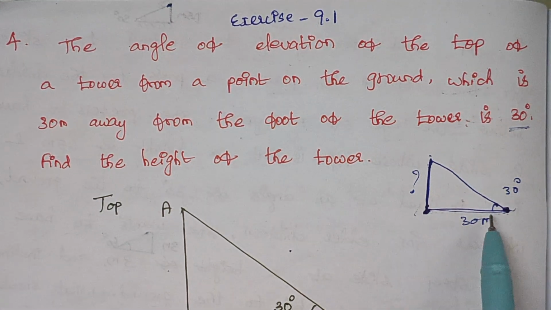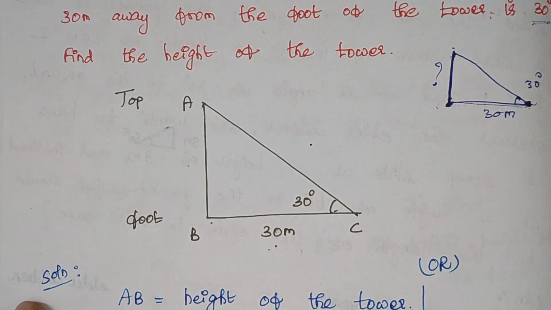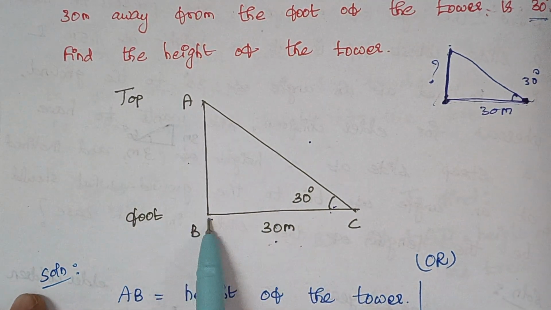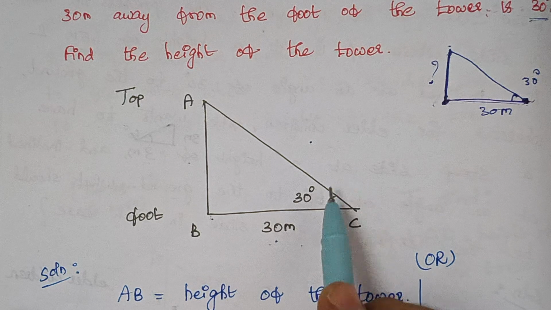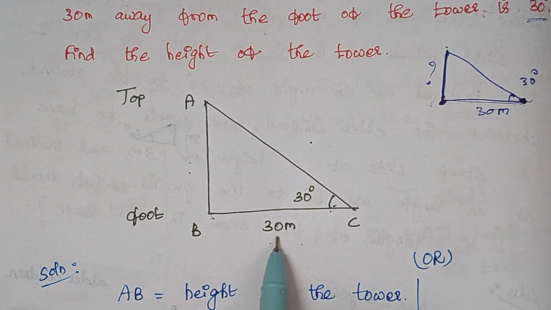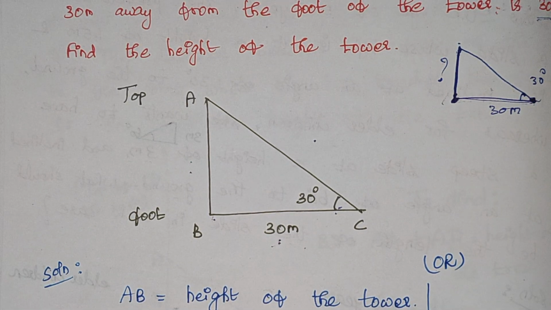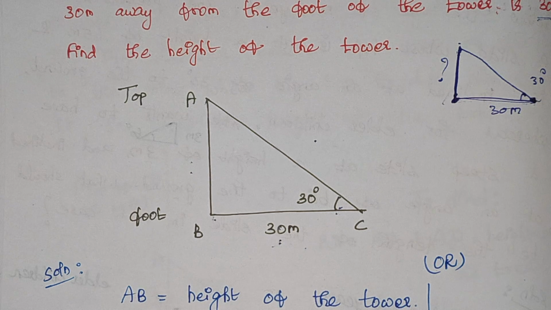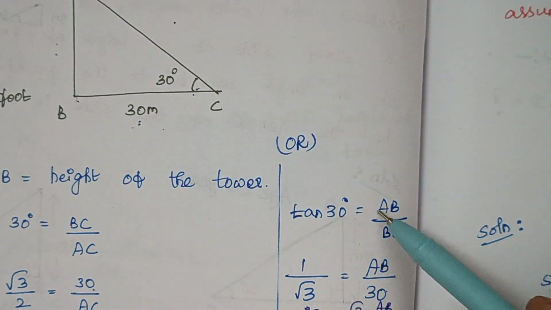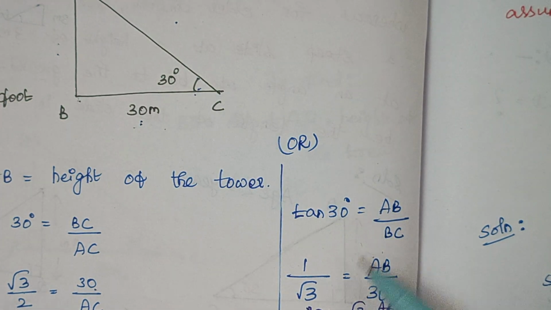So in this case, I have drawn the same thing in a better way. From this triangle, we need to find AB. What is AB here? With respect to this angle, AB is your opposite side, and we already know the value of the adjacent side. So what is the formula we can use? We can make use of tan. So tan 30 degrees is equal to AB by BC. What is the value of tan 30? It is 1 by root 3.